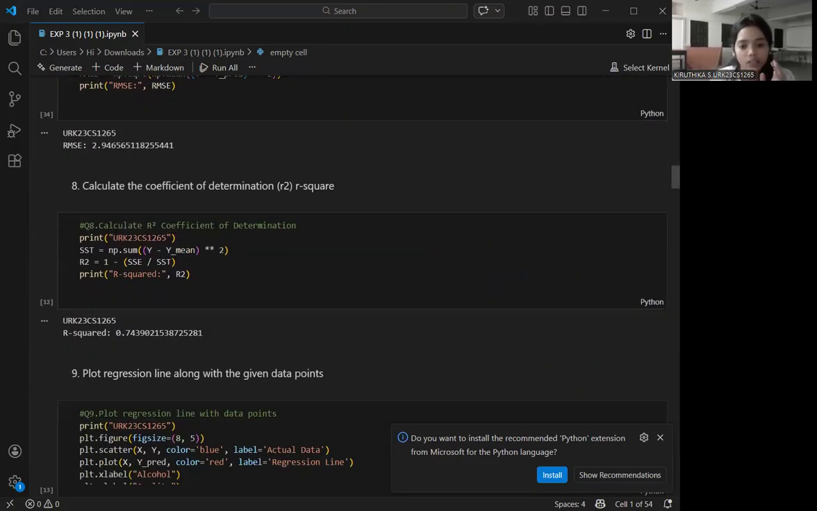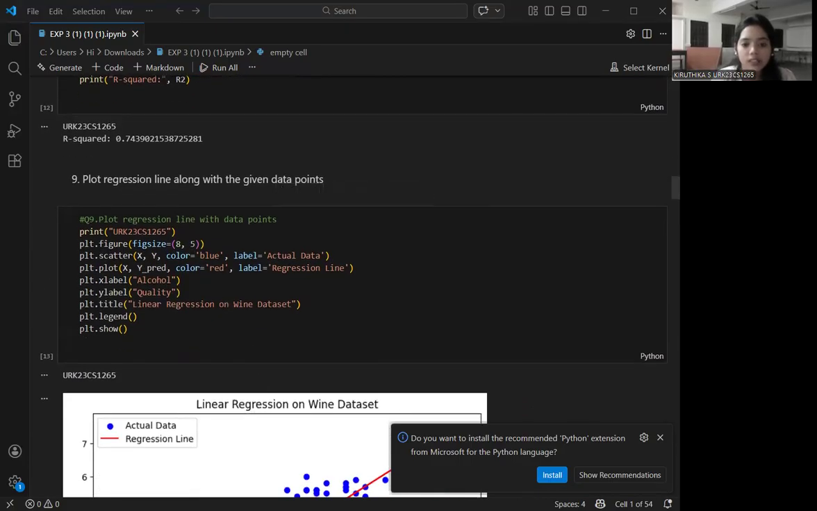And the eighth one is calculate R square, the coefficient of determination. The formula is R square is equal to 1 minus SSE divided by SST. R square indicates how well the regression model fits the data, and an R square value closest to 1 means the model explains the data better.